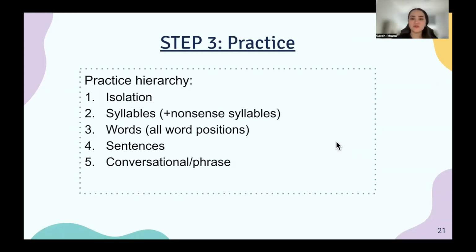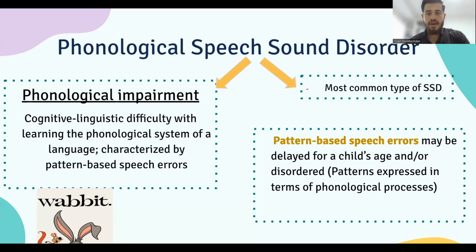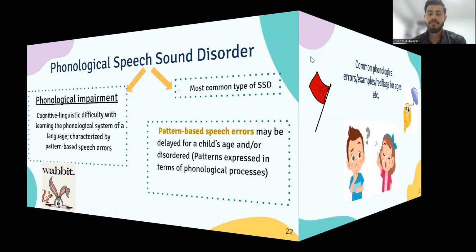Now Ihsan will take over to discuss more speech sound disorders. Now let's take a look at one of the most common speech sound disorders, phonological impairment. Now you may be wondering what phonological impairment is. Well, phonological impairment is a cognitive linguistic difficulty with learning the phonological system of a language, characterized by pattern-based speech errors. Now, pattern-based speech errors may be delayed for a child's age. Let's take a look at a few examples.